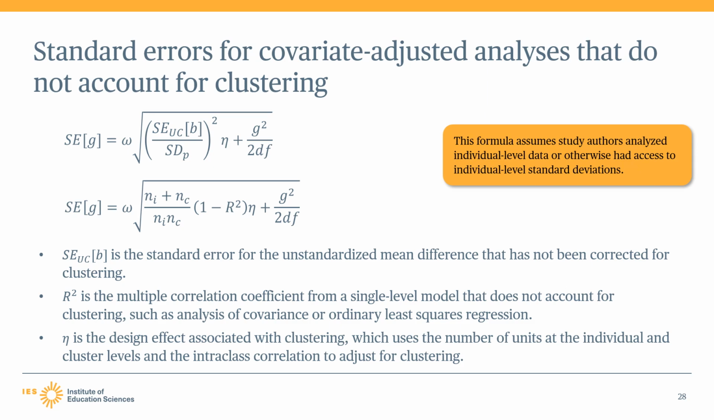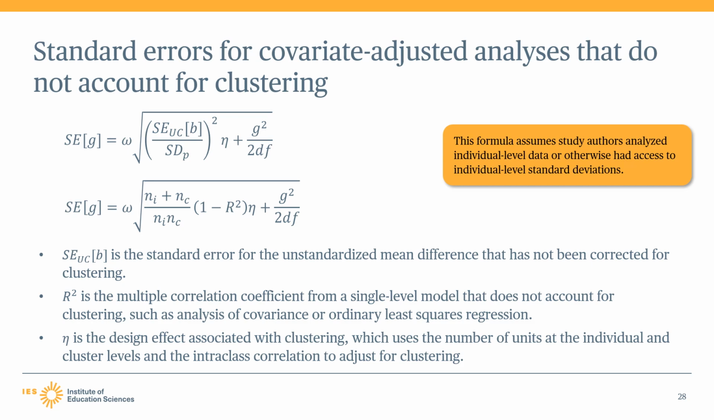Alternately, if a study reports the multiple correlation, or R-squared, from a single level model, such as an ordinary least squares regression or an analysis of covariance, but they do not report the regression coefficient standard error, the WWC can compute the covariate-adjusted standard error using the second formula. These formulas are similar to those used in the case of individual level assignment studies, but they include the design effect to adjust for clustering.